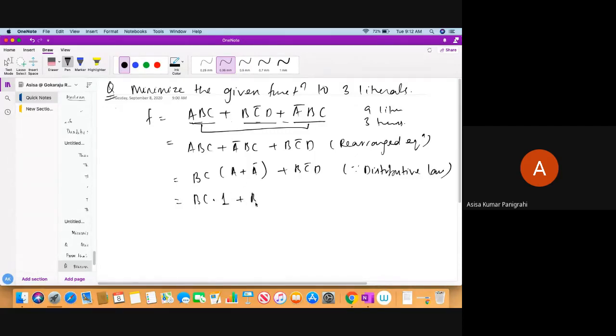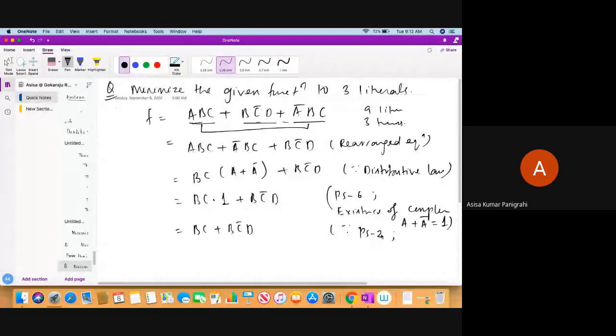Okay, next, as we know, A + A' is 1. What postulate have we used? We have used postulate number 6, which is nothing else but the existence of complement, which is A + A' = 1. Next, this is BC + BC'D. Here we have used postulate number 2, which is the existence of identity element 1, which is nothing else but A · 1 = A. So these are the things we have used.